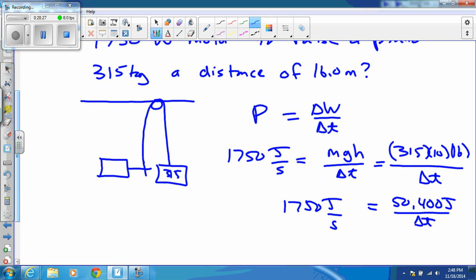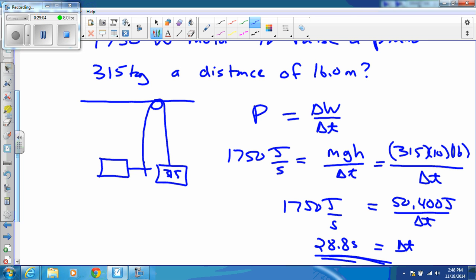So do a little bit of algebra and solve for delta t. Go. Still do it on paper. I think it's about 37... 29. Yep. I say it's about 30 seconds. In other words, it would take us about a half a minute.